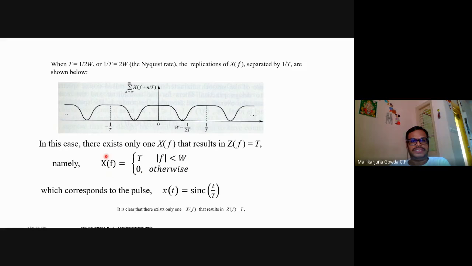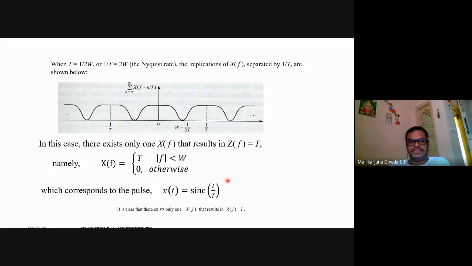This is in frequency domain, what I wrote as X(f). If I want to write this in time domain, I can write that as a sinc function. So X(t) is equal to sinc of t/T, small t by capital T. That is why I said only one pulse exists. There exists only one X(f) that results in Z(f) equal to T. You are aware of the sinc function, no? What I have shown at the beginning.